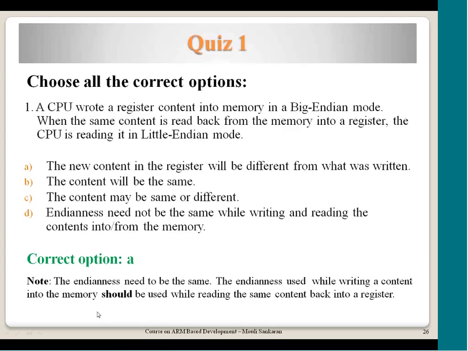Option A is correct. The reason being, if the value in the register was written in one Endianness and is not read back the same way, you will see a reversal of what was written. So if you write into memory in Big-Endian, you had better read it in Big-Endian mode. If you write it in Little-Endian, then read it in Little-Endian mode. Only then will you get the correct value back into the register.